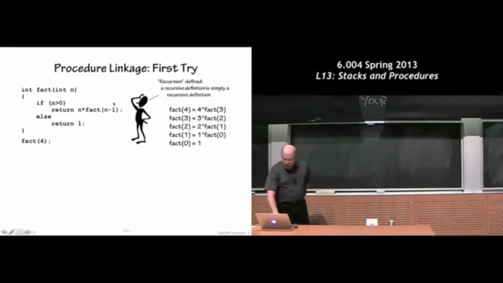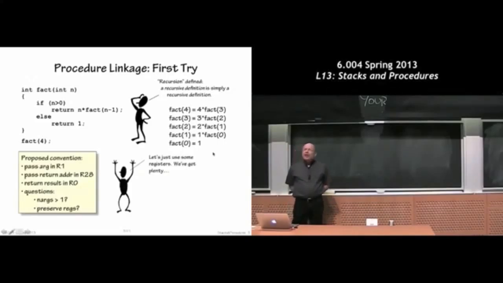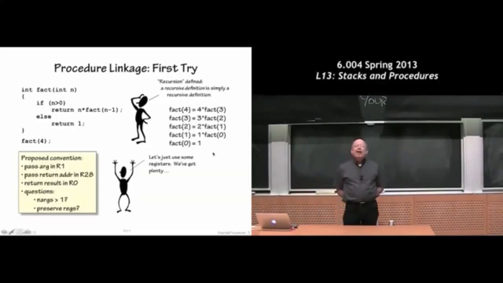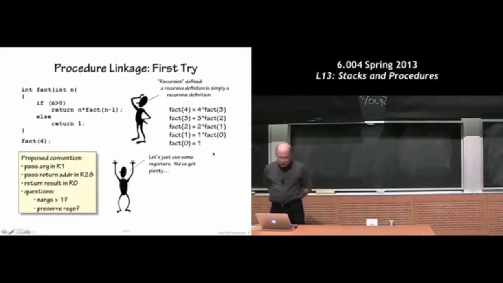And you can sort of see that playing out here. In other words, to compute fact of 4, I'm going to have to first compute fact of 3, and so forth and so on. Okay. So let's try a very simple set of conventions, and these will actually fail on a variety of fronts. And we'll debug that, and we'll come up with a more sophisticated strategy for compiling procedure calls.